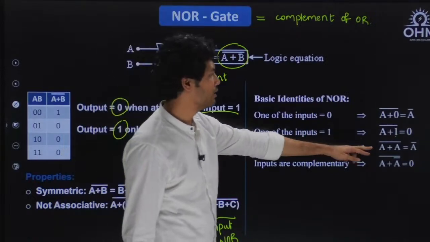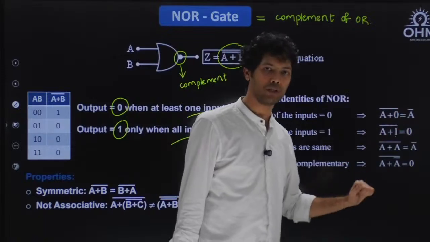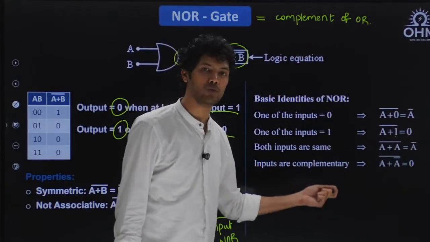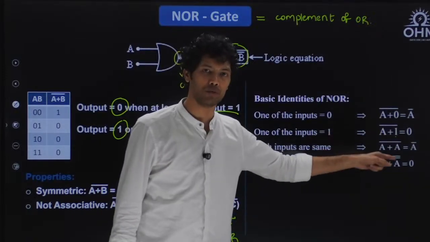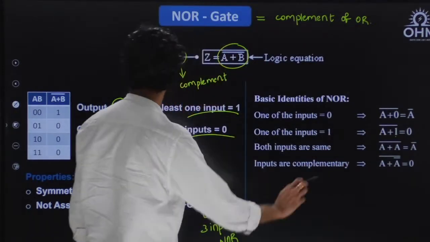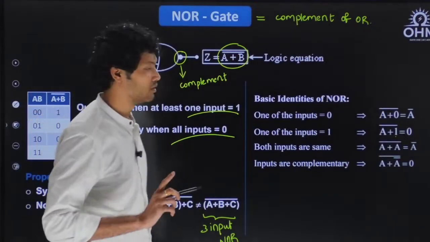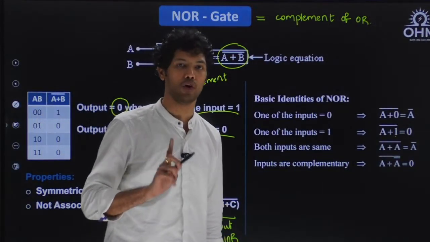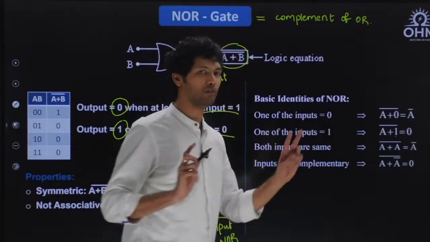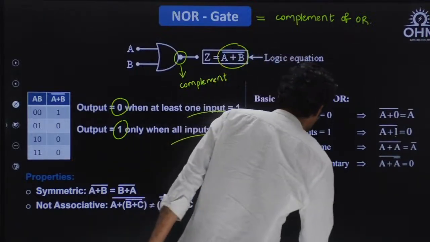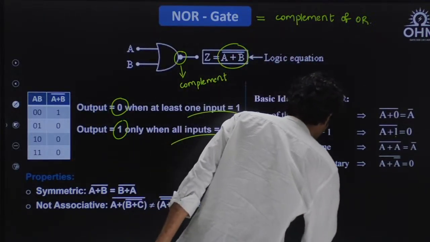Hence, if you see, the variable A is complemented on the output side. And when inputs are complementary, we have at least one input which is 1, and hence the output becomes equal to 0. So this is one logic that we can use to implement NOT functionality by using a NOR gate. There are two ways in which you can implement NOT gates by means of NOR gates, very commonly asked in exams.